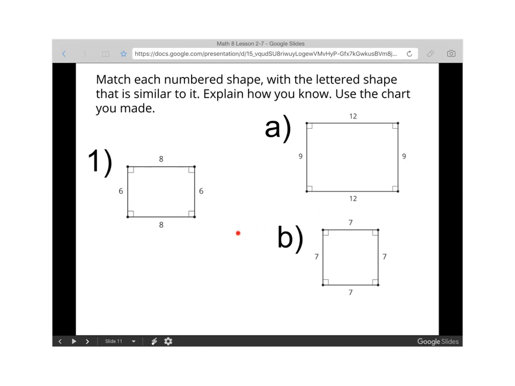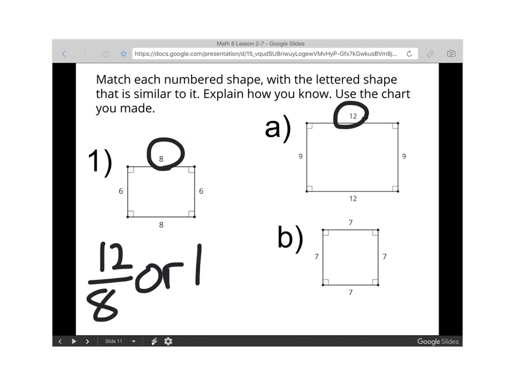For starters, it looks like all the angles in all the rectangles are the same. So both shapes check out on that end. Let's take a look at the side lengths. In this first rectangle, we've got a side length of 12 that we're comparing to a side length of 8. That would be 12 divided by 8, or if we write that as a decimal, 1.5.